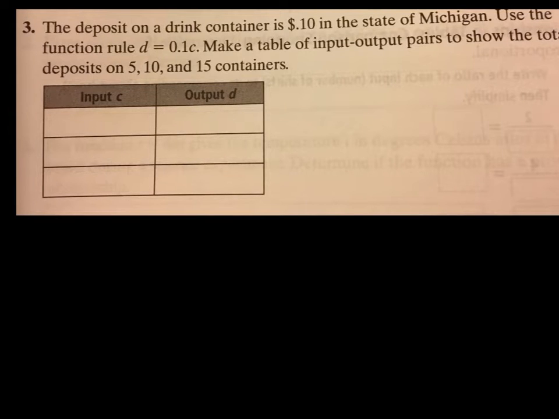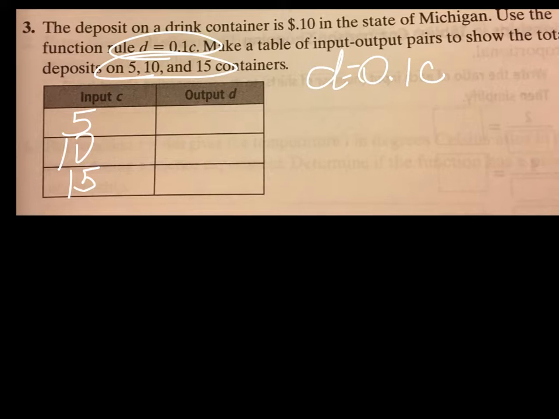The deposit on a drink container is 10 cents in the state of Michigan, blah, blah, blah. All we care about is the function rule and the values it gives us. So I have 5, 10, and 15. And then my rule, D equals 0.1C. Well, each time I'm going to put in a different C and it will give me a different D.